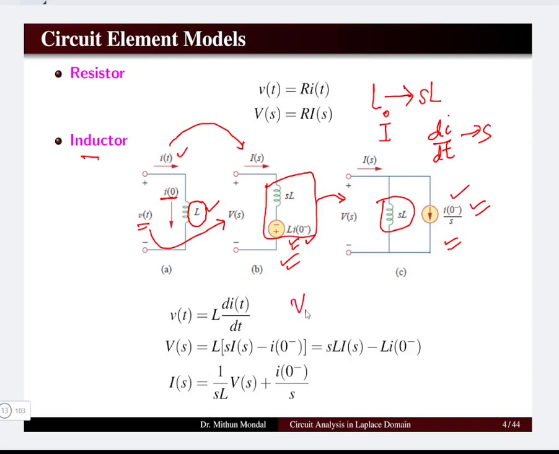In the time domain, the voltage across the inductor is equal to L times i dot, or L di/dt. Now if I convert that into the s domain, the frequency domain, I get the solution for the voltage as s L I(s) minus L I(0-). And if we need to determine the current, it is the voltage divided by the net impedance sL, plus I(0-)/s. This is the initial current present in the inductor, and this current is coming due to the potential difference across the inductor.